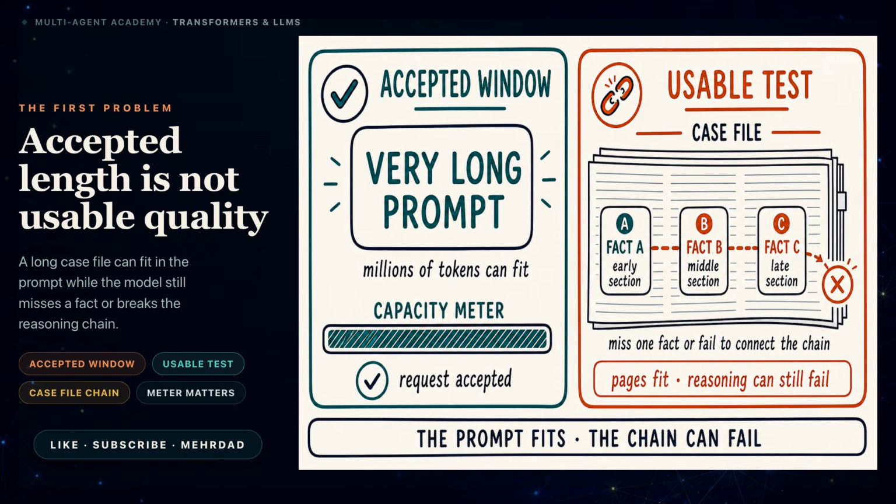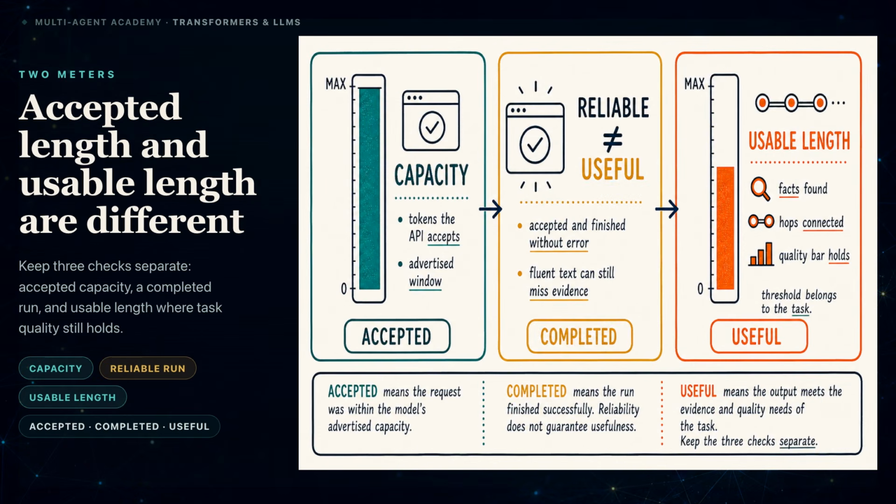Next, we'll define those two measurements and keep them separate. We need two length measurements, with a basic run check between them. Accepted length tells us how many tokens the API allows in one request. A completed run tells us only that the request finished without an error. It still does not show that the answer is correct.